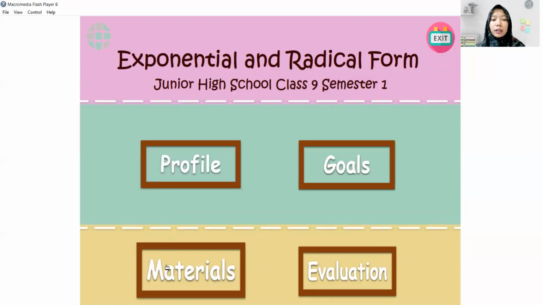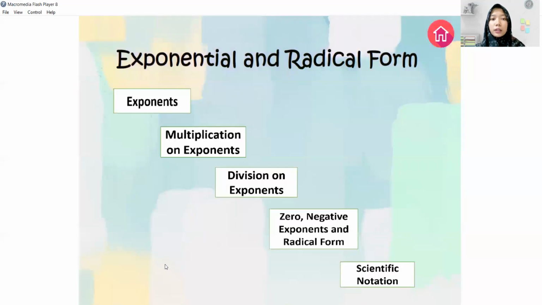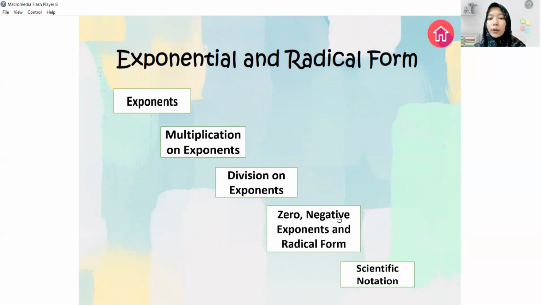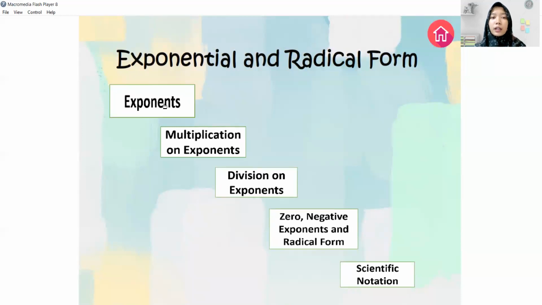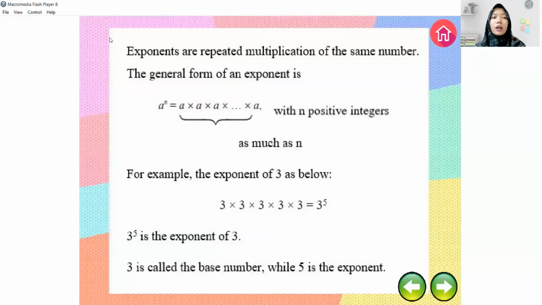Then students can click the materials button. There are 5 subtopics: exponents, multiplication on exponents, division on exponents, zero, negative exponents, and radical form, and the last about scientific notation. First, students click the exponents. This is the material.